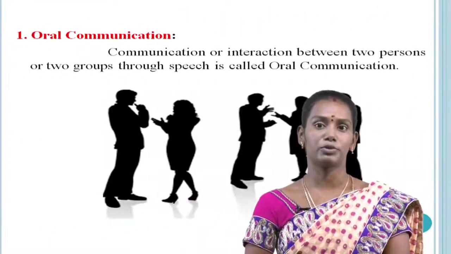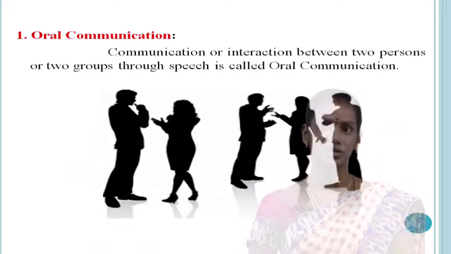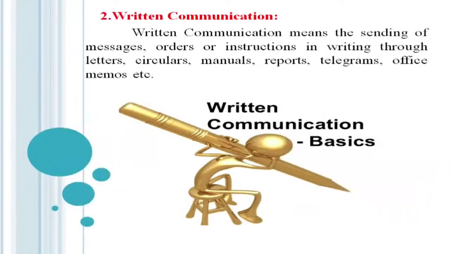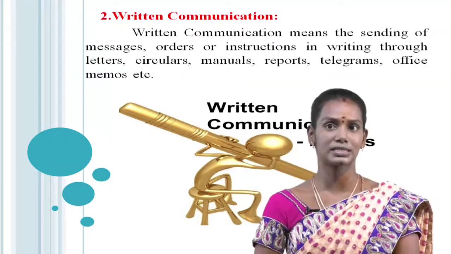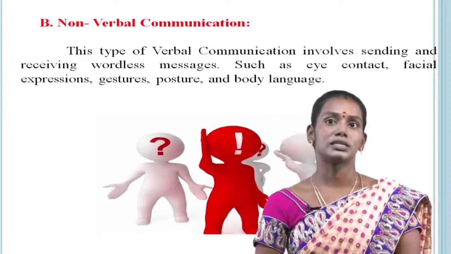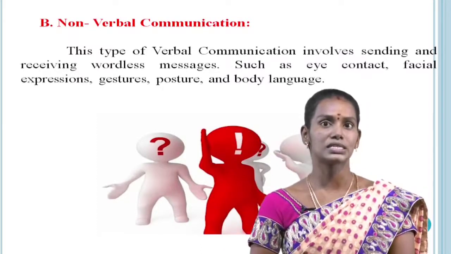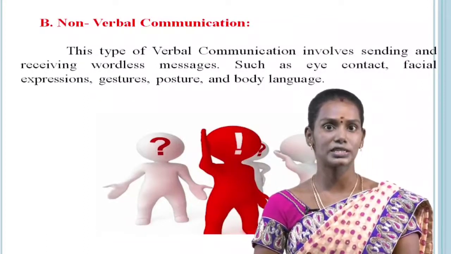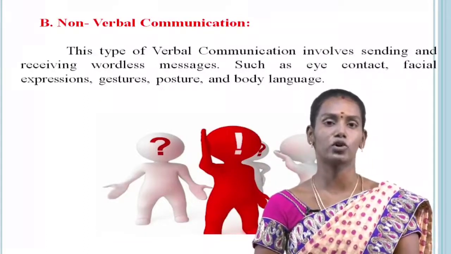What is meant by oral communication? Communication or interaction between two persons or two groups through speech is called oral communication. The other one is written communication. Written communication means the sending of messages, orders or instructions in writing through letters, circulars, manuals, reports, telegrams, office memos, etc. Then non-verbal communication. This type of communication involves sending or receiving wordless messages such as eye contact, facial expression, gestures, postures and body language.